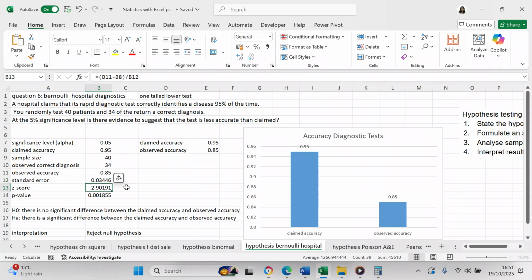So we're going to calculate our z-score. The z-score is B11, that's your observed accuracy, minus B8, that's your claimed accuracy. So B11 minus B8 is negative 10, divided by B12, that's your standard error, and it's going to give you a z-score of negative 2.9.